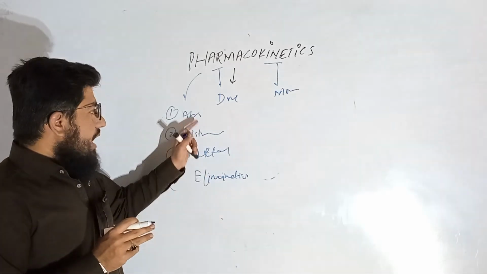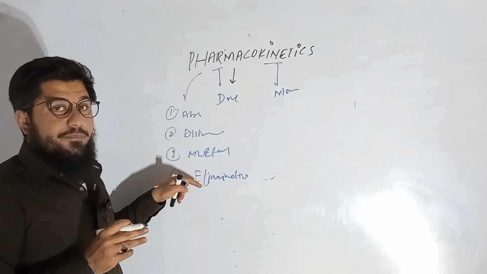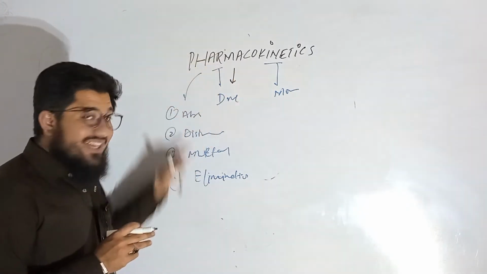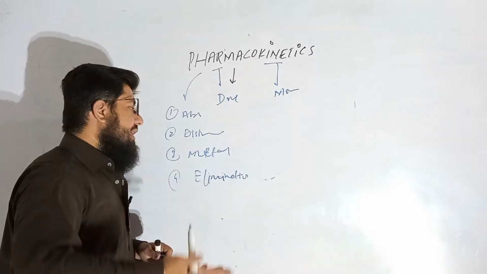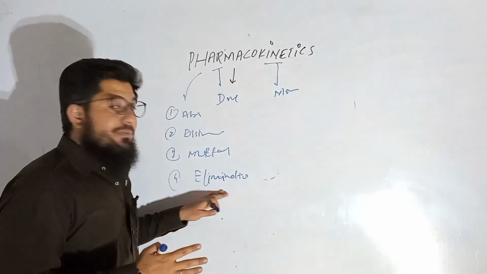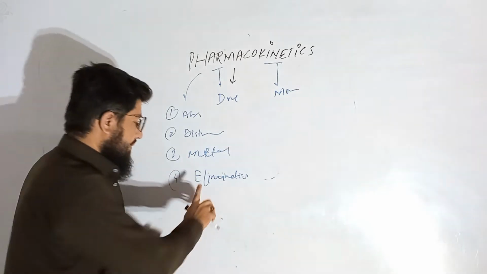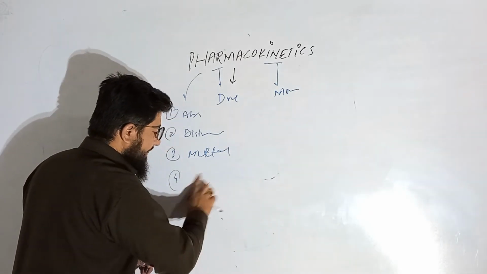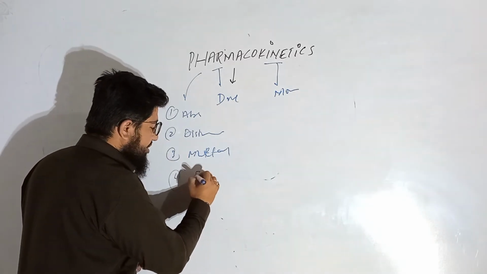Remember, absorption, distribution, metabolism, if you are defining pharmacokinetics this way, like you are saying it is the absorption of the drug, distribution of the drug, metabolism of the drug, and elimination of the drug, this way your definition is wrong. And what is the correction now? Simple. Remove this term, elimination should be removed, and here you must write excretion.